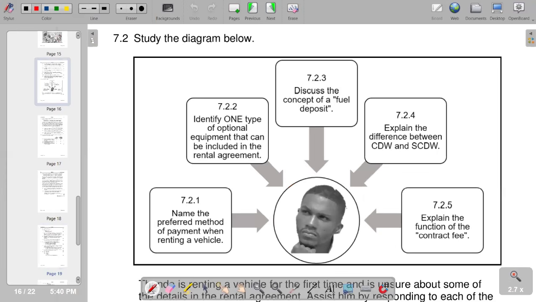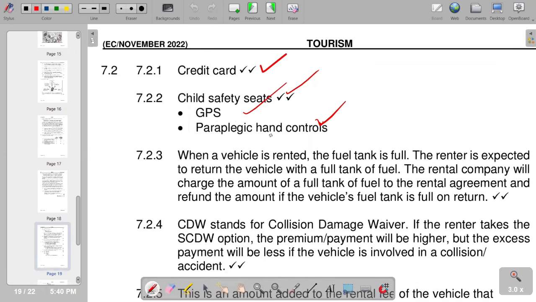Then on the next part, we have got 7.2.3, discuss the concept of a fuel deposit. What is the concept of a fuel deposit? When a vehicle is rented, the fuel tank is full. The renter is expected to return the vehicle with a full tank of fuel. The rental company will charge the amount of a full tank of fuel to the rental agreement and refund the amount if the vehicle fuel tank is full on return. So that is the condition.